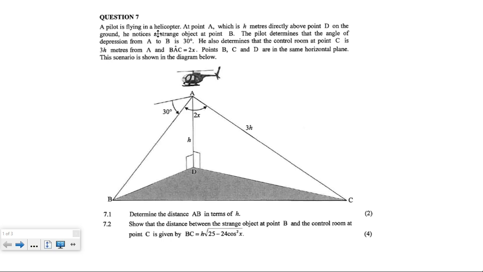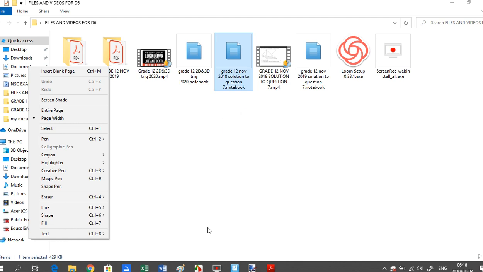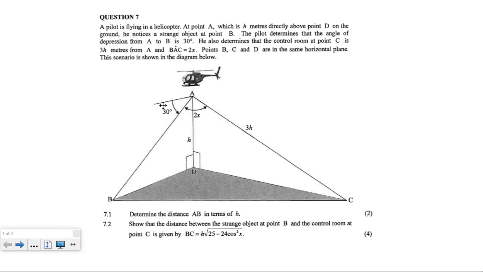It says a pilot is flying in a helicopter at the point A with a height of h meters directly above the point D. So that's the kind of height of the pole, like the first question in our previous video. He noticed a strange object at the point B. So when he notices that, he's got an angle of depression, he's looking down. So two things that you need to note: this here is your eye level, and this here is your angle of depression. We'll explain that just now.